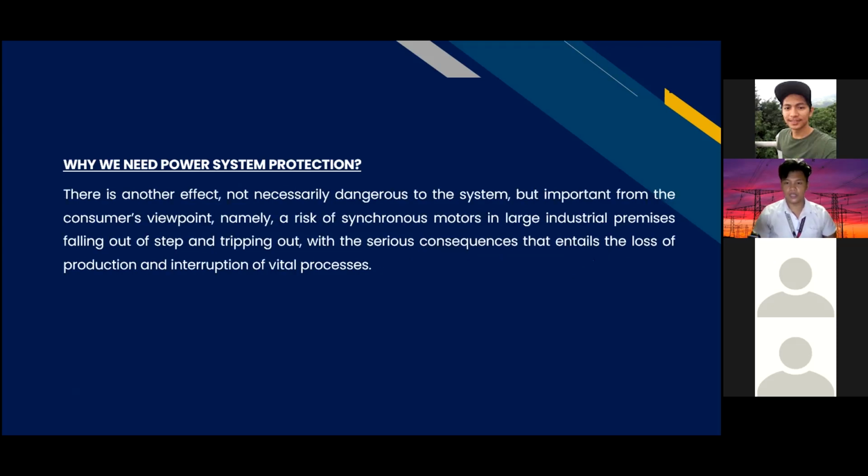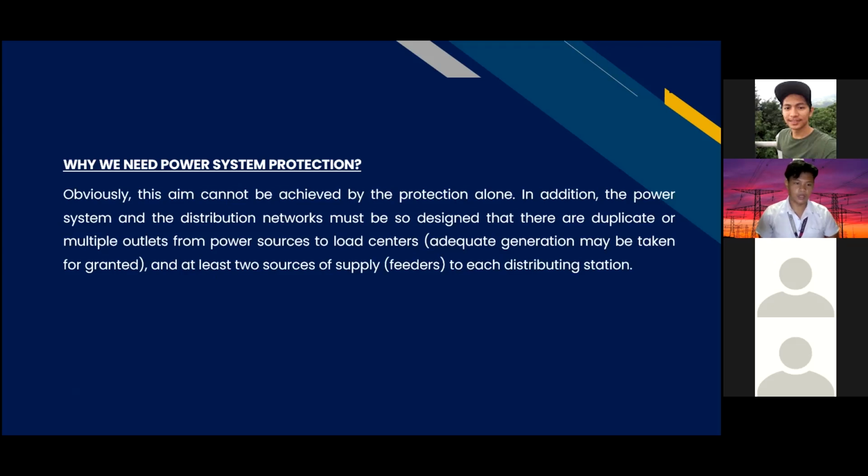This is wholly true of large HV networks or transmission systems. In the lower voltage distribution systems, the primary function of protection is to maintain continuity of supply. Next. Obviously, this aim cannot be achieved by the protection alone. In addition, the power system and the distribution networks must be so designed that there are duplicate or multiple outlets from power sources to load centers. Adequate generation may be taken for granted, and at least two sources of supply or feeders to each distributing station.